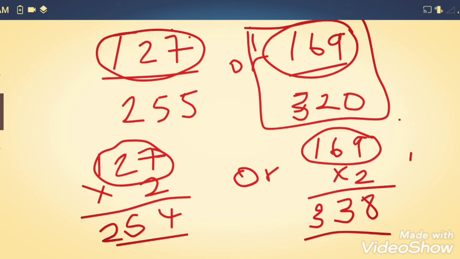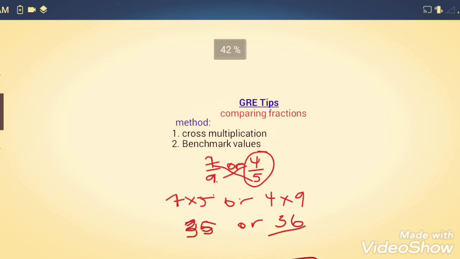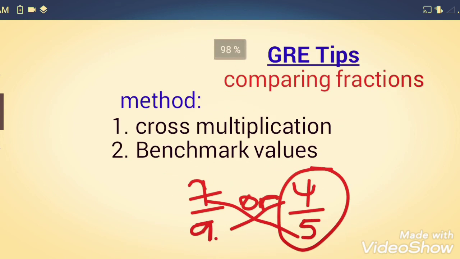So these are the two basic methods. Like I said earlier, we use cross multiplication when we have small values, and we use the benchmark values when we have larger numbers or larger values.